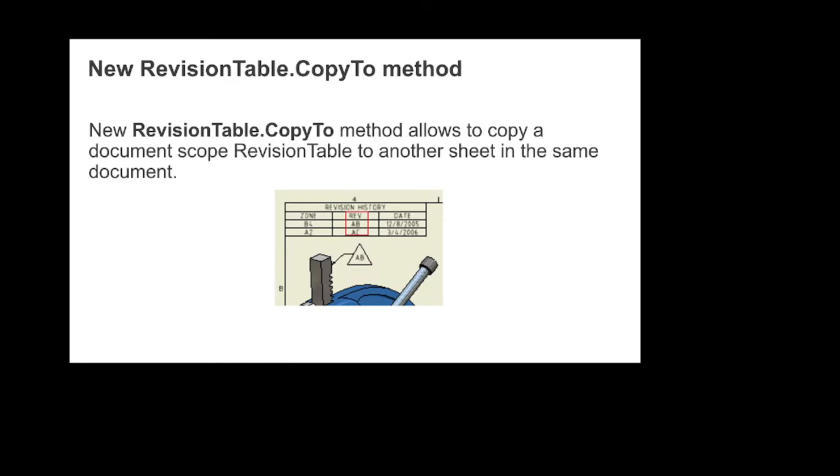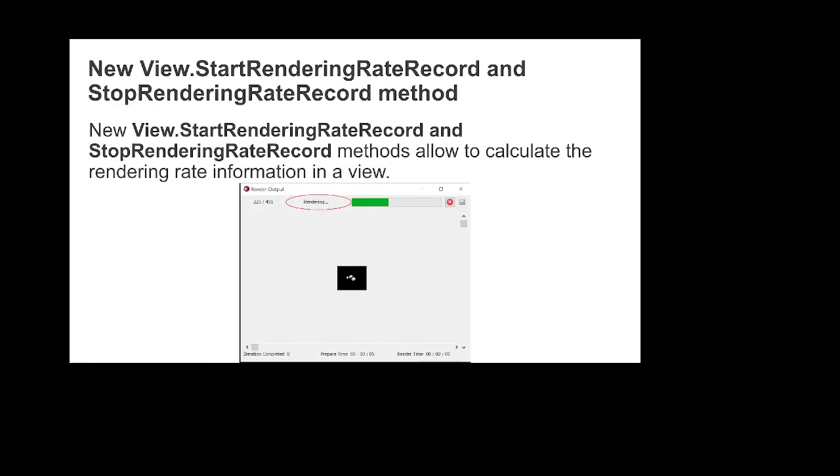A CopyTo method is also added to the RevisionTable object to copy a revision table from one sheet to another in the same document. Another two methods called StartRenderingRateRecord and StopRenderingRateRecord allow us to calculate the rendering rate information in a view.